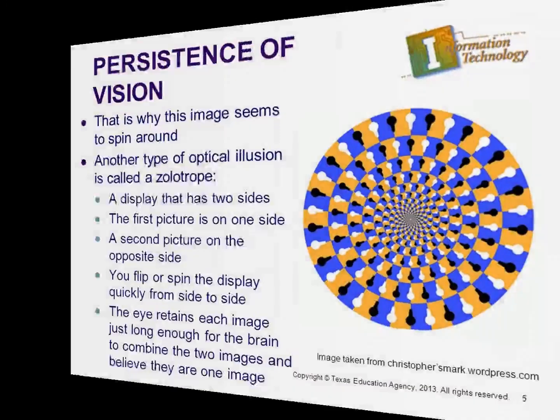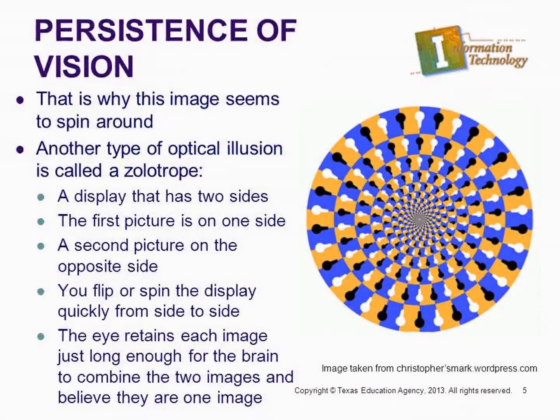Now, persistence of vision. What is persistence of vision? If the time interval between two consecutive light pulses is less than 0.1 second, the human eye cannot distinguish them separately. This is called persistence of vision. I will give you an example.